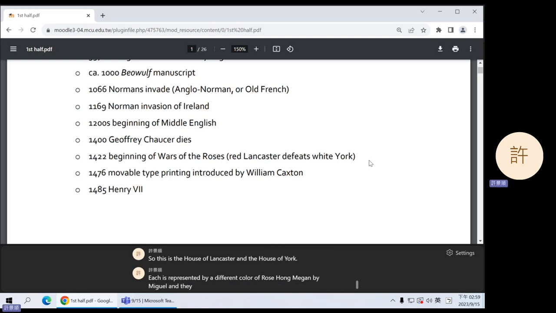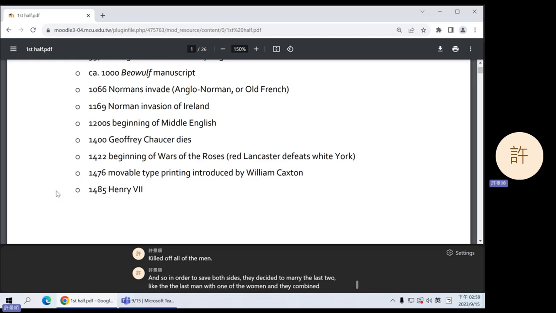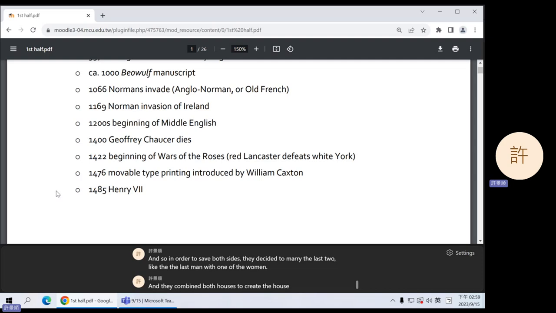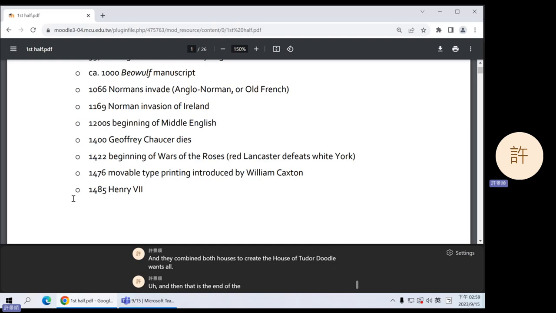And they fought until 1485. The way that this war ended is kind of stupid. Basically, both sides killed off all of the men. And so in order to save both sides, they decided to marry the last two, like the last man with one of the women, and they combined both houses to create the House of Tudor. And then that is the end of the Middle Ages, and it moves us into the 16th century.